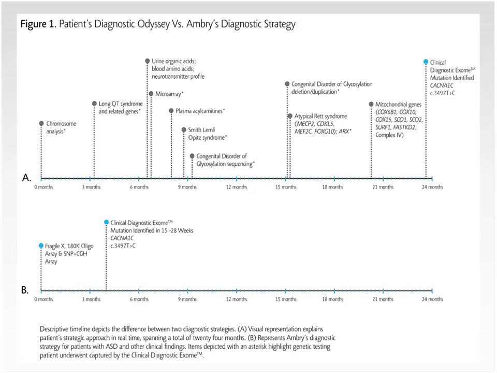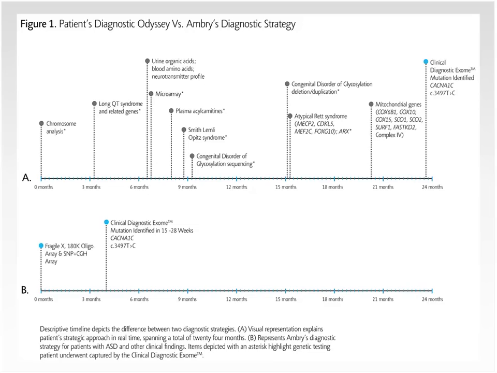At about 15 months, he had deletion duplication testing done for congenital disorders of glycosylation. Then he went on to have the Rett syndrome genes tested, as well as another X chromosome gene tested. Then he had mitochondrial genes tested, and we haven't talked at all about mitochondrial genes, but those would be more rare causes of autism-only presentation. And then they went on to have the Clinical Diagnostic Exome testing done, and we identified a mutation that caused all of his problems.